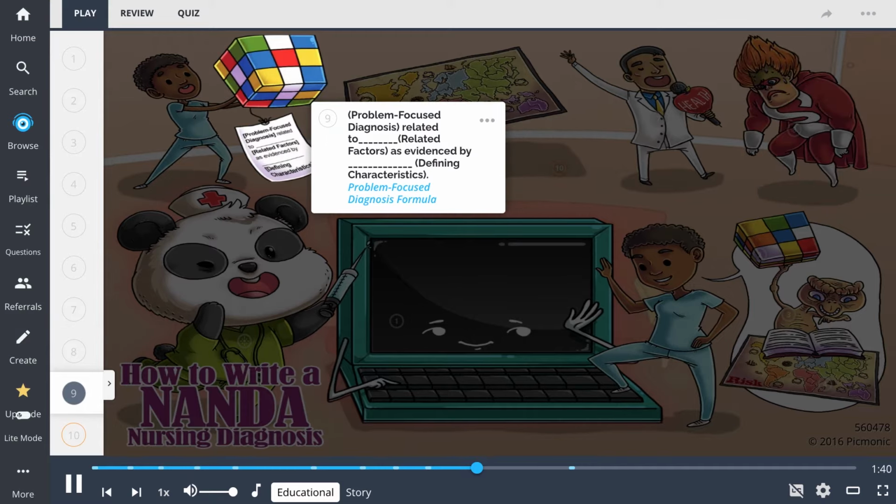There are primarily 2 ways to write a nursing diagnosis. The first is a problem-focused diagnosis related to related factors, as evidenced by defining characteristics, shown here by the problem-focused diagnosis formula hanging from the problem cube. This formula shows us how to use the problem etiology symptom, or PES method, to formulate an actual nursing diagnosis.